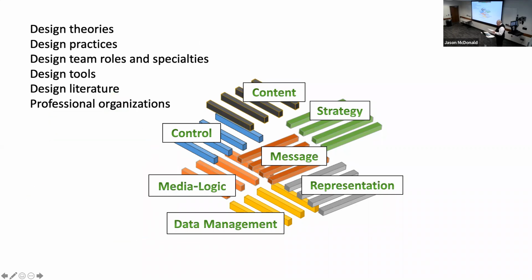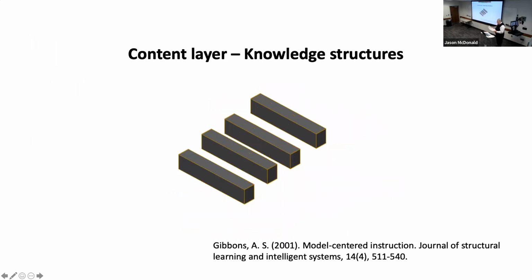Each instructional design has its own design theories, design practices, design team roles and specialties, design tools, design literature, and professional organizations. Surprising, we don't think about that. And these are different for each layer. Work at this point has made a validation argument for 3 of the 4 major layers of this theory: content, strategy, and control.